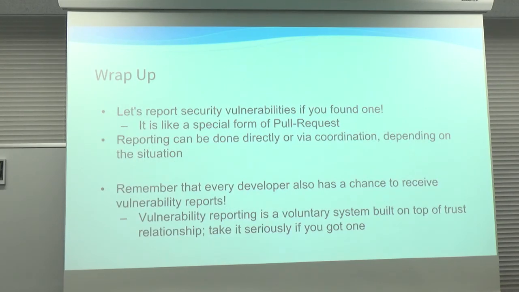So to wrap up, let's report security vulnerabilities. If you find one, you now know how to do that. It's like a special form of pull request, not only to open source projects, but also to proprietary software. And reporting can be done directly or via coordination depending on the situation. As a final word, I would like you to remember that every developer also has a chance to receive vulnerability reports. Vulnerability reporting is basically a voluntary system built on top of a trust relationship between the security researchers, security engineers or reporters, and vendors. So take it seriously if you get one. Thank you.